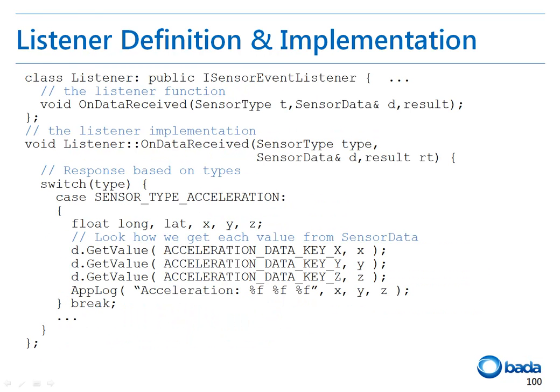Now, let's see how we can implement the listener. The listener object is iSensorEventListener, and the listener function name is onDataReceived. Now let's look at this function closer. This function returns the sensor type of the data source. If the sensor type is acceleration, and there is a sensor data object to be retrieved, you can read the data by calling the getValue function of the object, passing the key with the required data. Here, the parameters are x, y, and z.